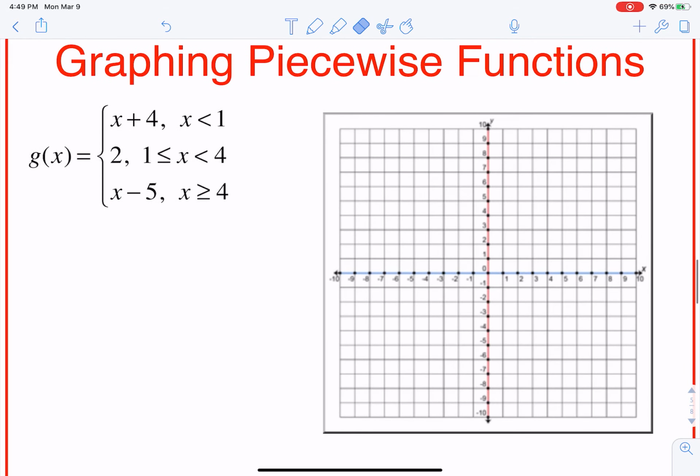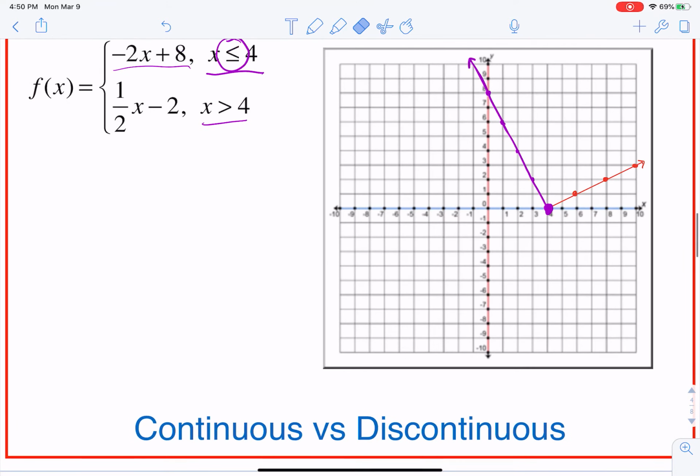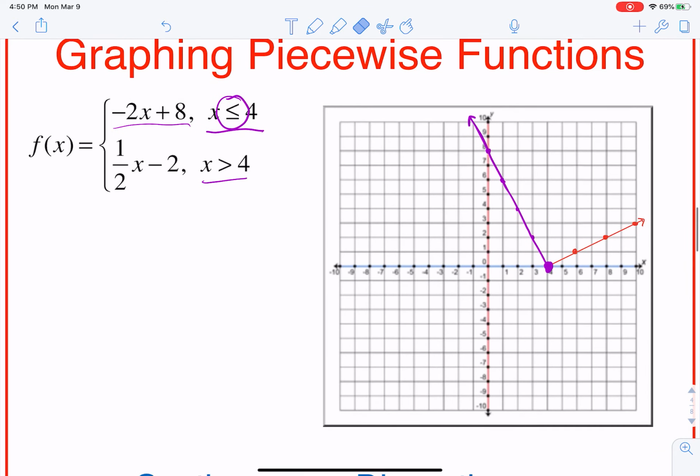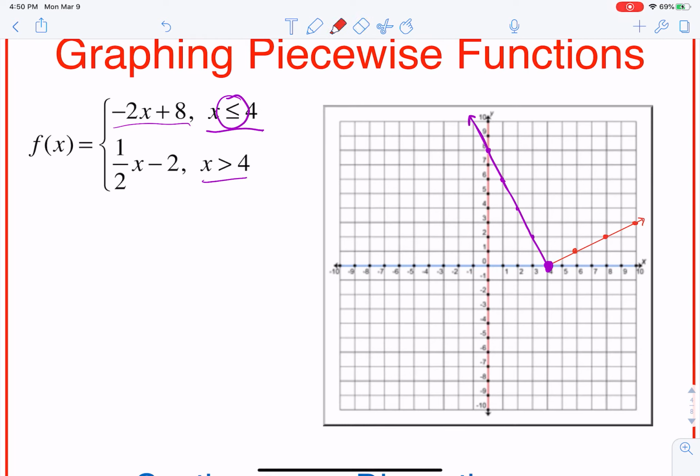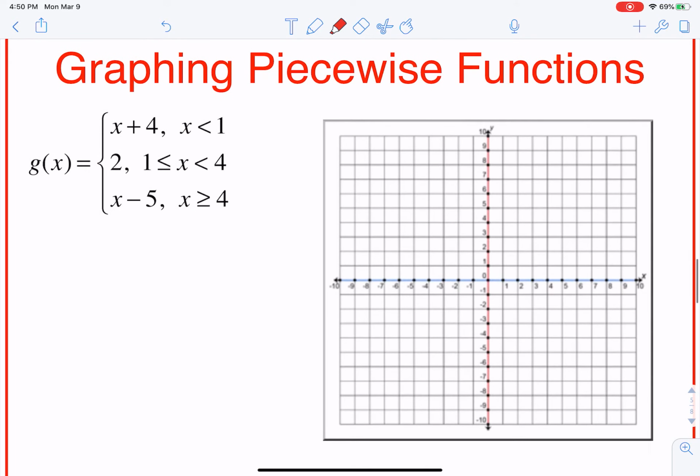So let's do one more example. You'll notice here on the bottom of the slide it says continuous versus discontinuous. So a continuous piecewise function is one that I can start graphing, and I don't have to pick my pencil up off of the paper, which means that every x value is accounted for in a nice and smooth motion. So let's take a look here.